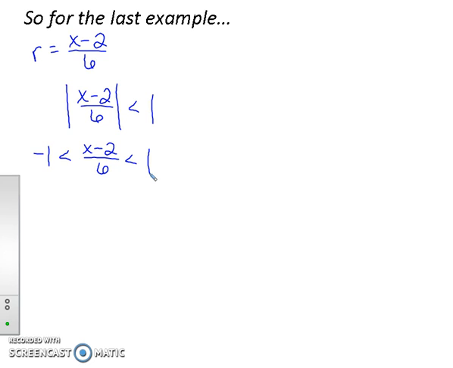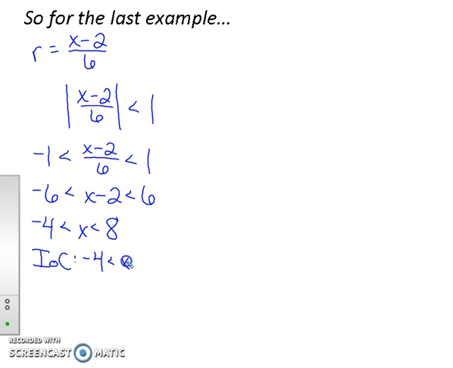And then we solve for x. And everything that we do to solve for x, we have to do it both to the -1 and to the +1. So I would multiply 6 to both of those, and then I would add 2 to both of those. That is now my interval of convergence from -4 to 8. The question is, though, can I actually use those endpoints and also have a power series that would converge?